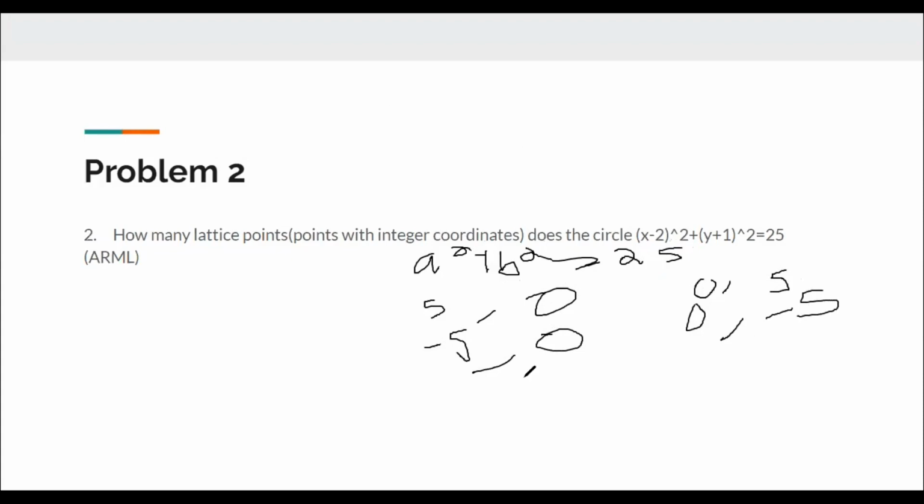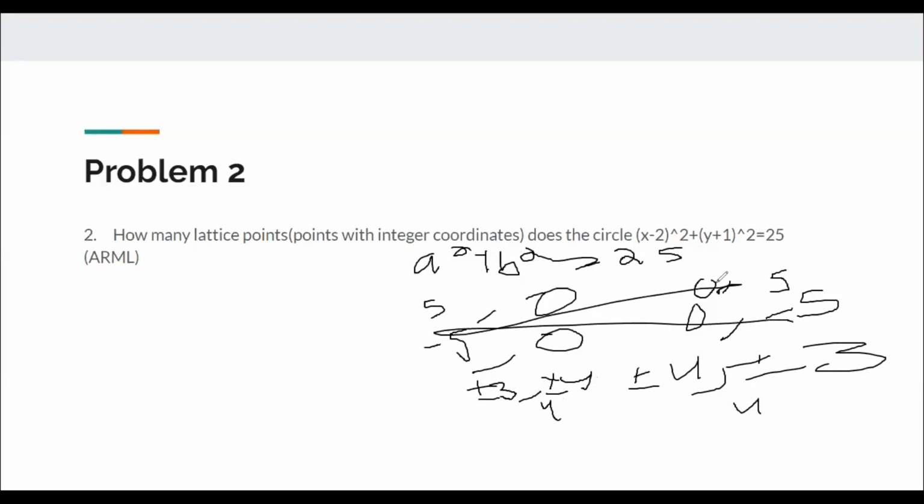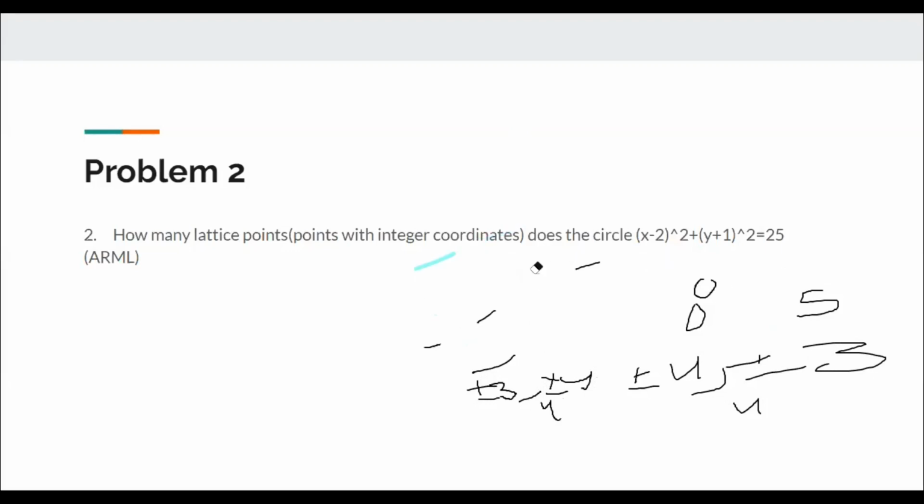And the other possibility is 3 comma 4. And any of them can be negative. So you can write it as plus or minus 3, plus or minus 4, or plus or minus 4, plus or minus 3. So we have 4 cases here, and then we can essentially take 2 times 2, so another 4 cases here, and 4 more cases here. So you're going to end up with 12 possible lattice points that lie on this circle. You can try this later. Find those 12.